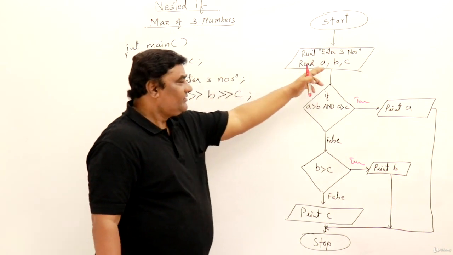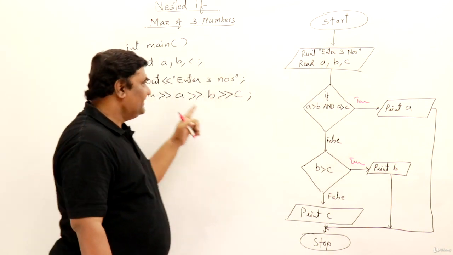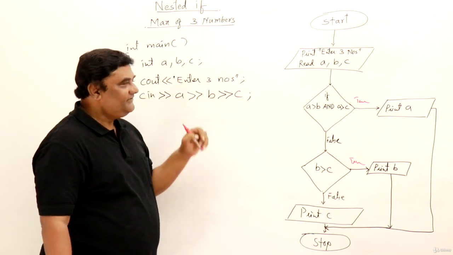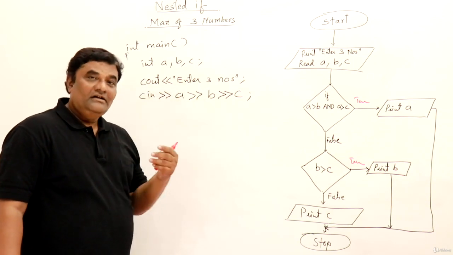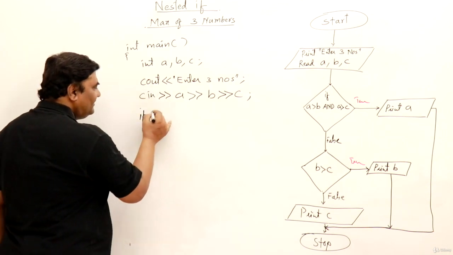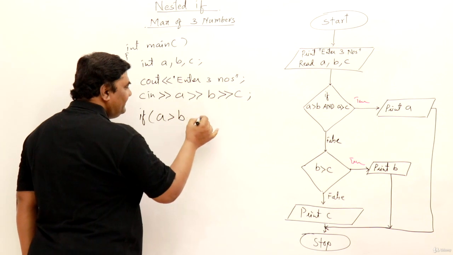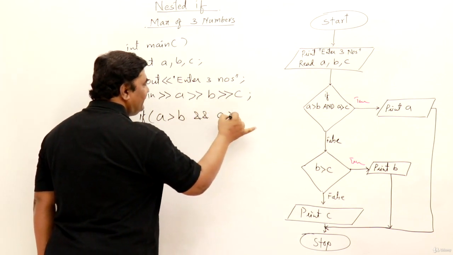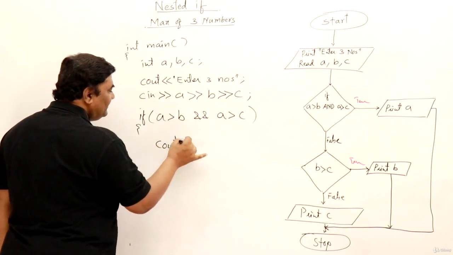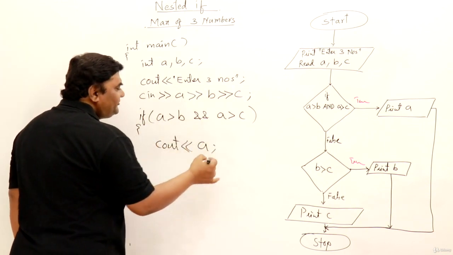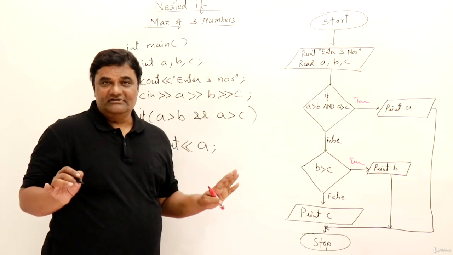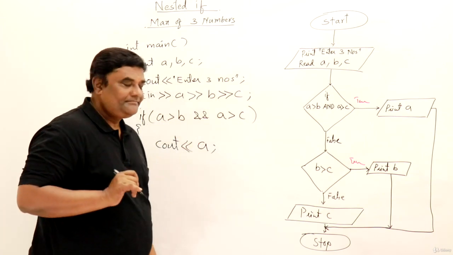I have three variables because we need three variables. Then cout enter three numbers, then cin A, B, C. We are reading three values, right? Now, I have to write down the conditional statements. If A is greater than B and A is greater than C, then I have to print, that is cout, just A. So actually I am not giving a message, just displaying the greater number, that's all. So on the screen only the number will appear.